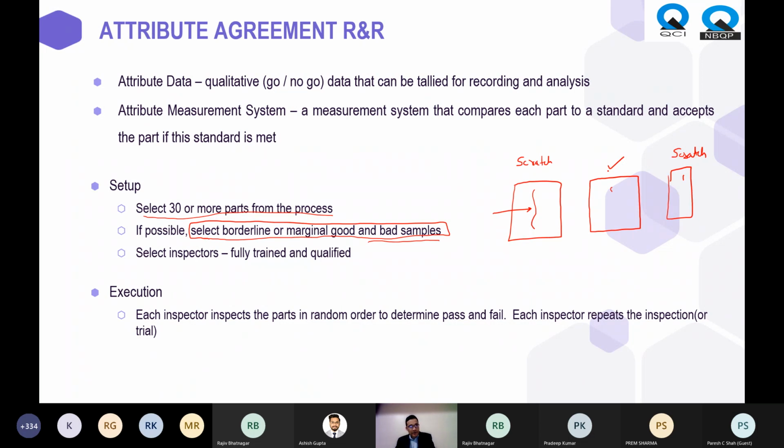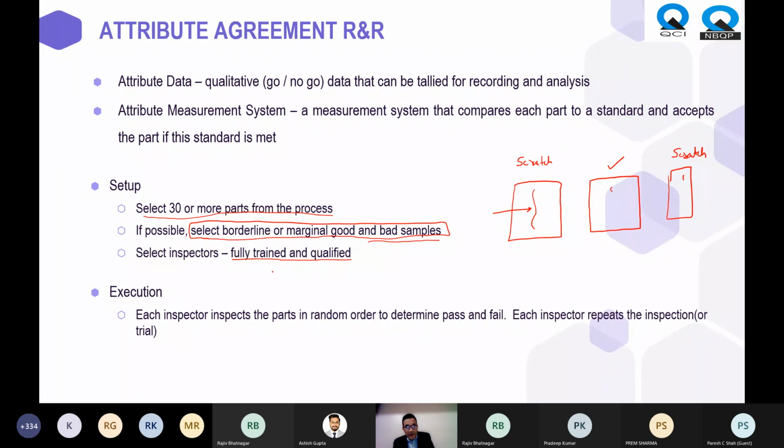Select inspectors who are fully trained and qualified. This is important. Otherwise, what will happen? We keep on spending a good amount of time capturing the data. We saw that example, 90 readings being captured. Each person was called one by one after another. So it could be a 5 hours, 6 hours job.